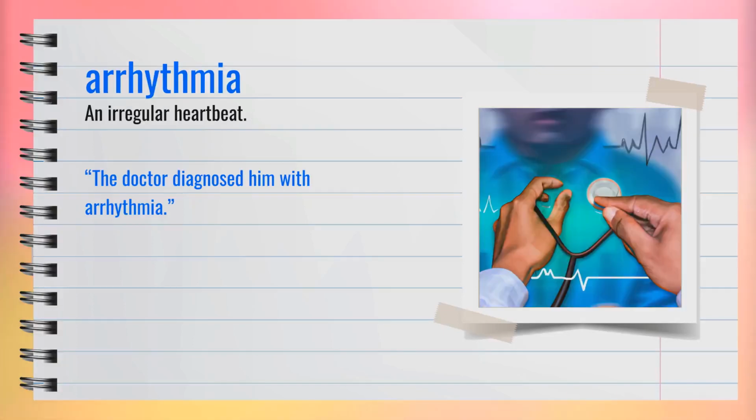The word arrhythmia. Arrhythmia is a noun. It refers to an irregular heartbeat. For example, the doctor diagnosed him with arrhythmia. To summarize, arrhythmia means having an irregular heartbeat.